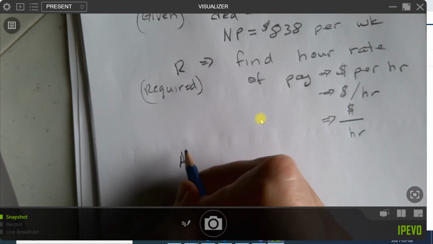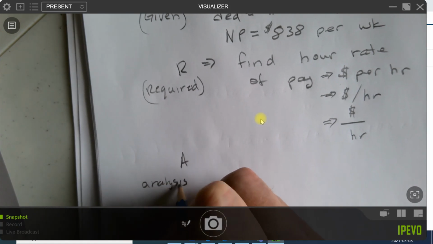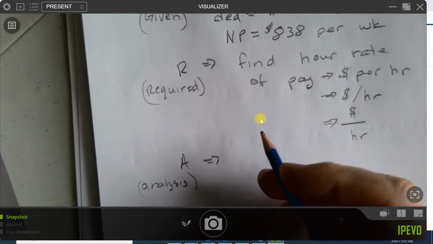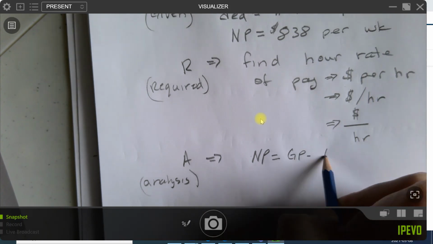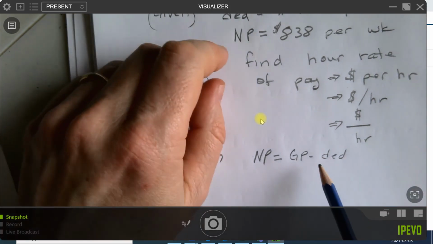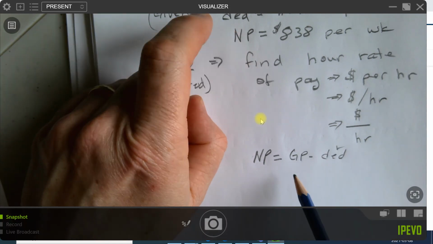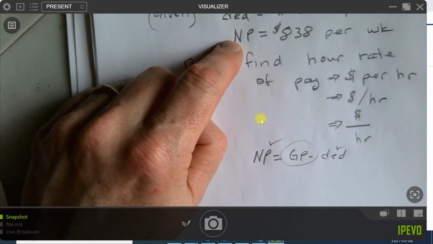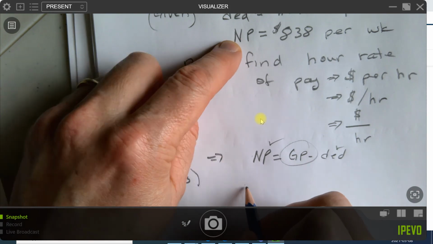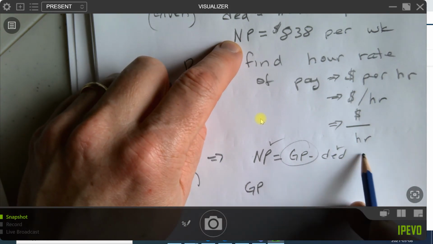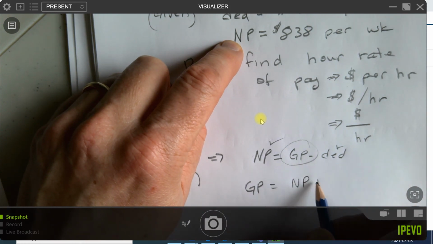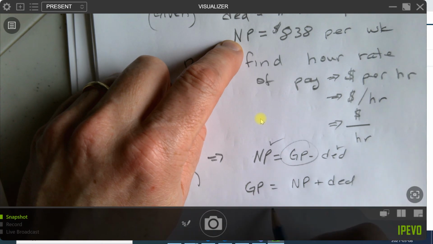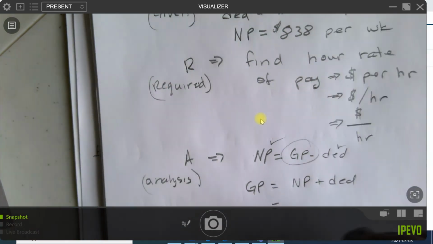So that's what's required. So what is our analysis? So our analysis is, we know that net pay is equal to gross pay minus deductions, right? Do we have deductions? Oh, we do. Do we have net pay? Oh, we do. So can we find gross pay? We can find gross pay. And remember, we learned how to rearrange that. We added deductions on the side, added deductions on that side. So we get gross pay is equal to net pay plus deductions. So that's the formula we're going to use. So we learned that from before.